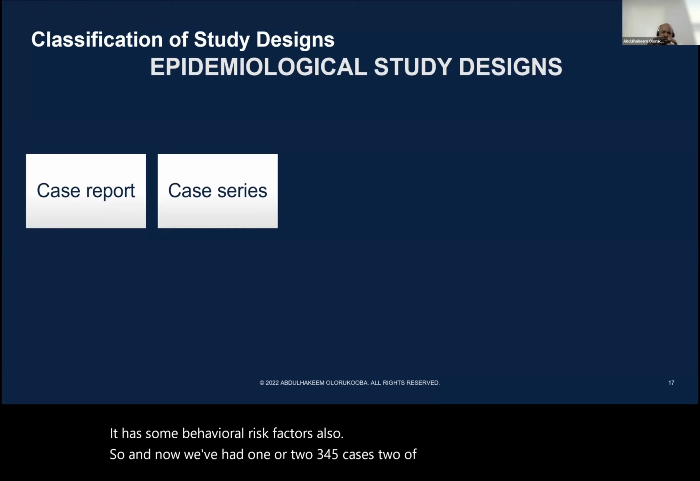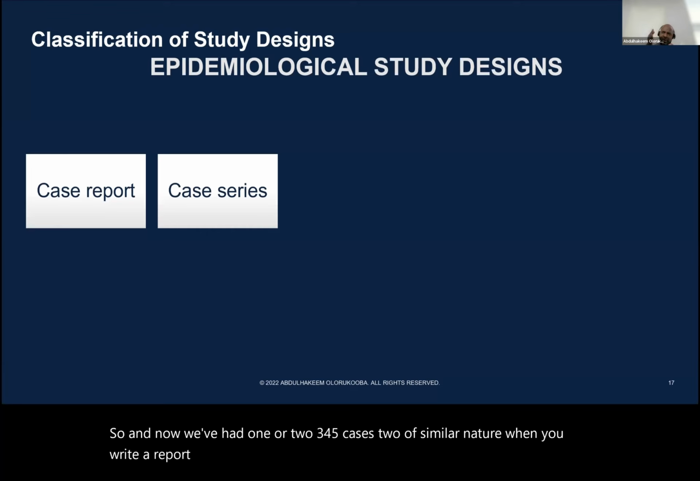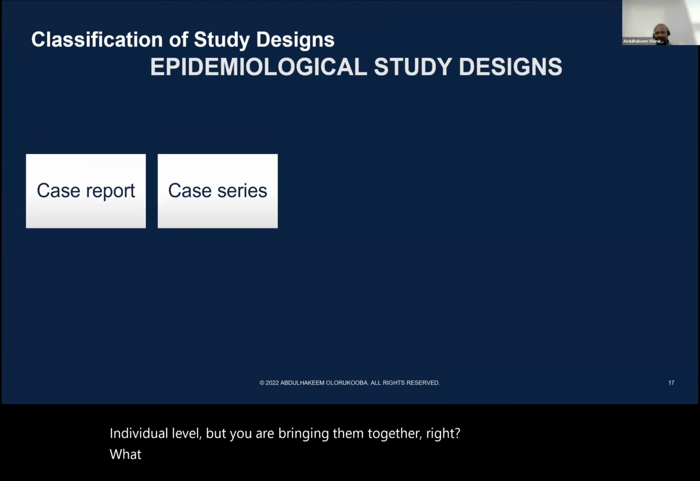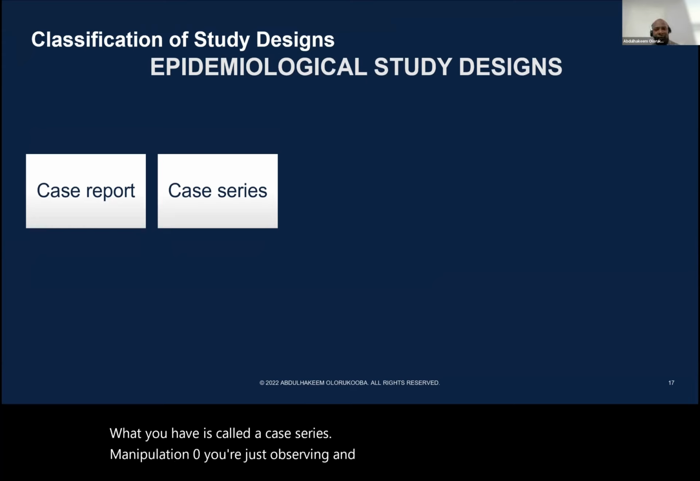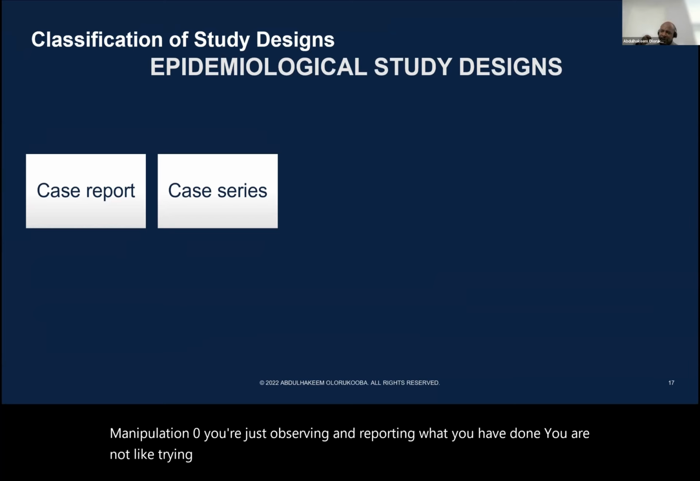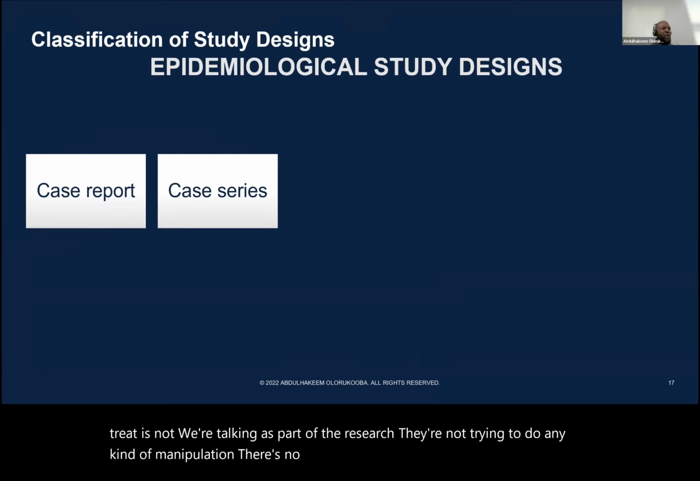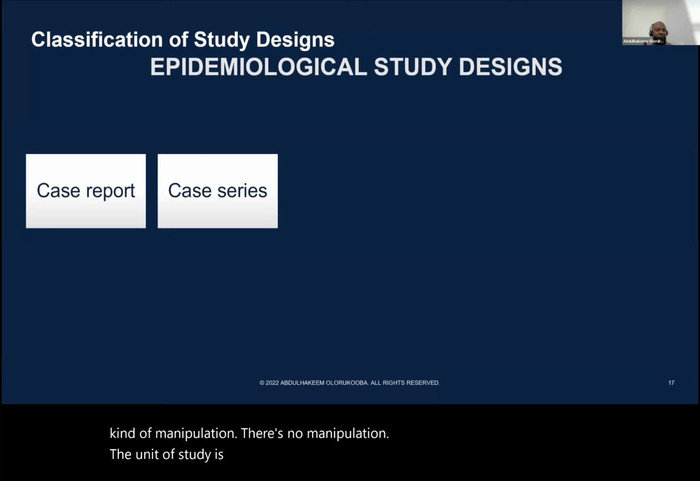When you write a report, you do a study on those individuals at the individual level, but you are bringing them together. What you have is called a case series. Manipulation, zero. You are just observing and reporting. You are not trying to manipulate or change the outcome, or treat, as part of the research. There's no manipulation. The unit of study is individuals.